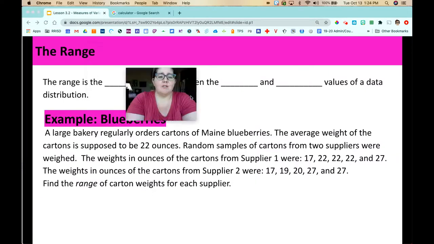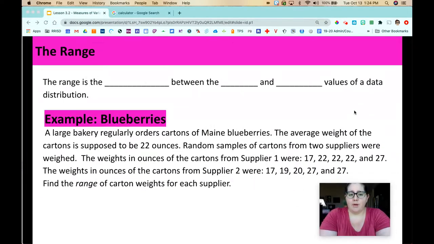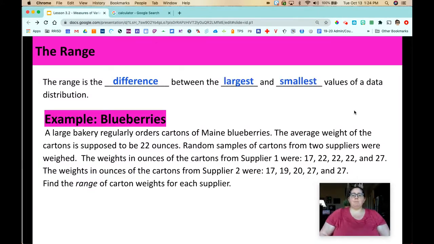So one measure of spread is something we've already talked about, which is the range. So the range is the difference between the largest and smallest values of a data distribution. All right, so the biggest number minus the smallest number.